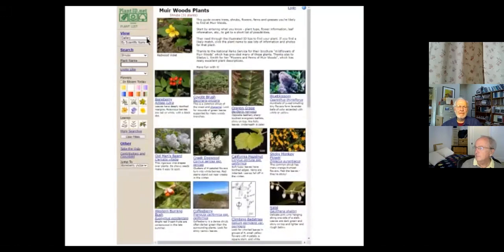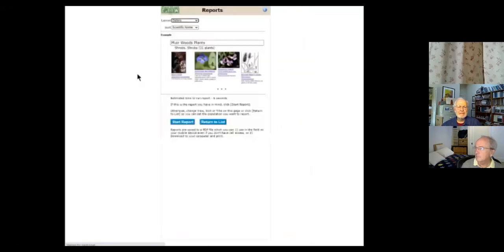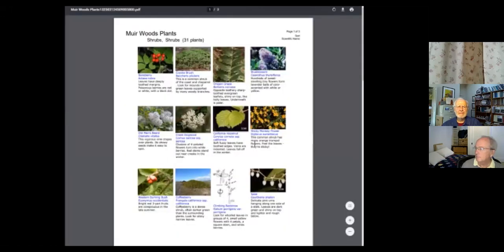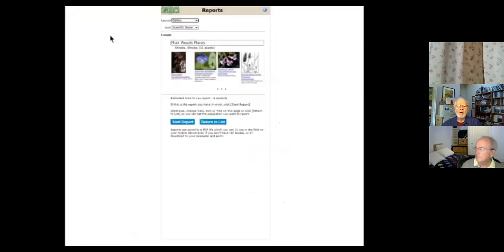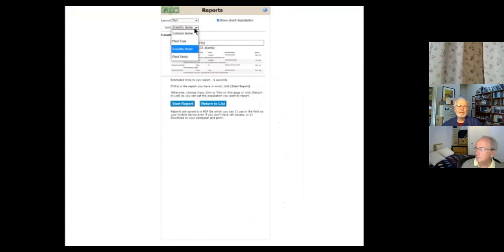You can turn your list into a report with Report View. We'll run a report with a gallery layout. This report is a PDF, so you can email or print it. Now we'll create a report in text format. We'll sort this report by plant family. This is a handy format to take into the field.